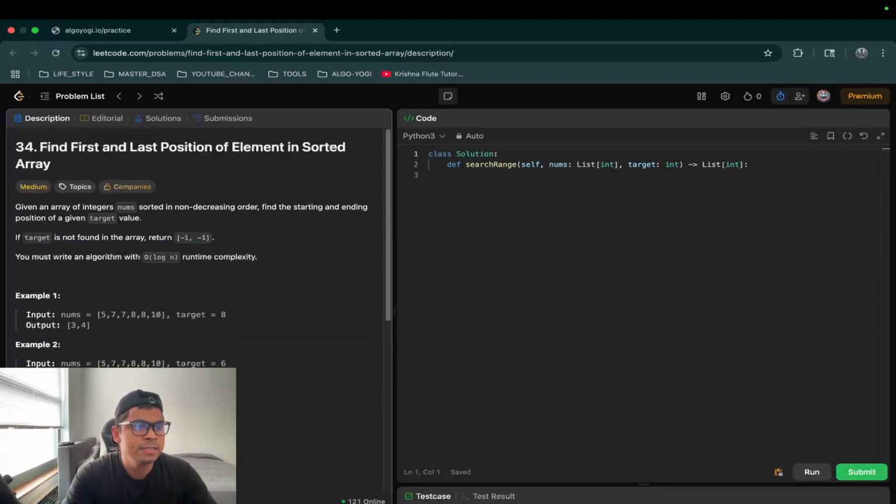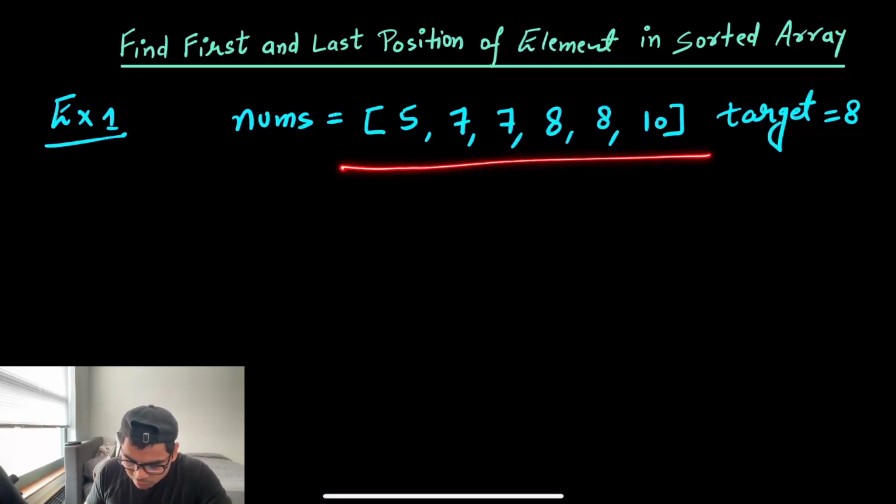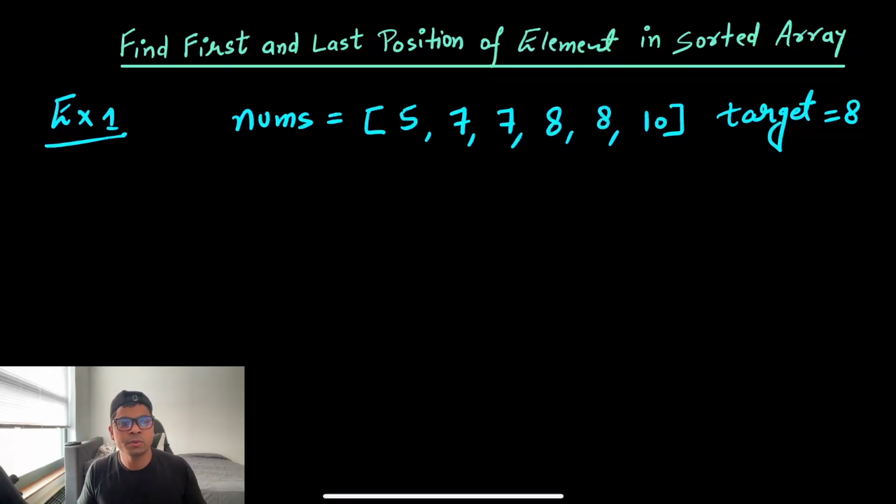Let's understand actually how we're going to approach it. First thing first, since this is already sorted, we know we're going to apply binary search here. It's very similar to regular binary search, but we need to find 8's first position, since that is the target, and 8's last position.